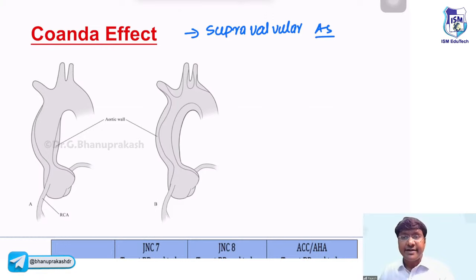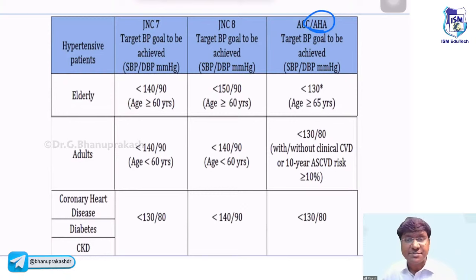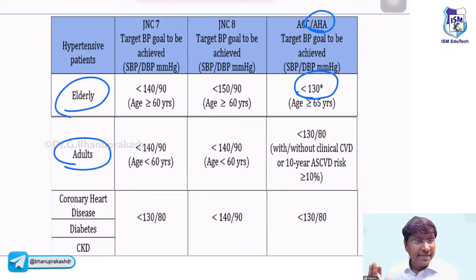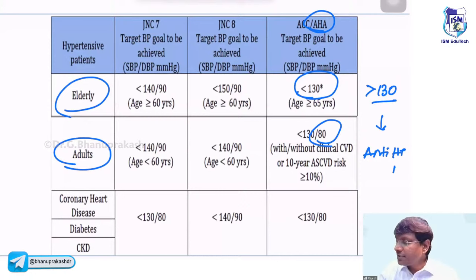All right. And the guidelines that we are following now for the treatment of hypertension are the AHA guidelines, that is American Heart Association guidelines, which were given in 2017. According to these guidelines, in adults, the systolic blood pressure should be less than 130 and diastolic blood pressure should be less than 80. If the systolic blood pressure is more than 130, then the individual is considered to have hypertension, where you need to start the antihypertensives. That is according to the American Heart Association guidelines.